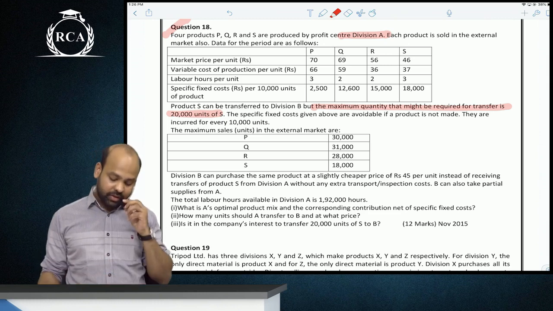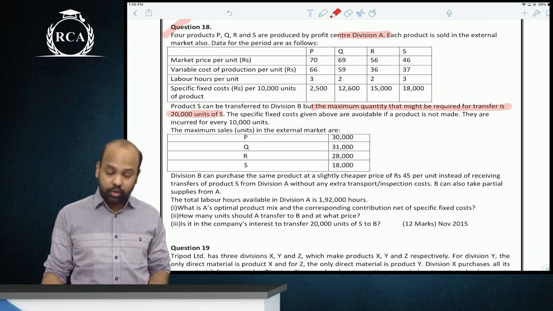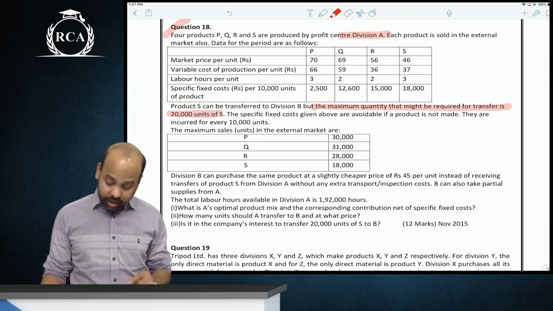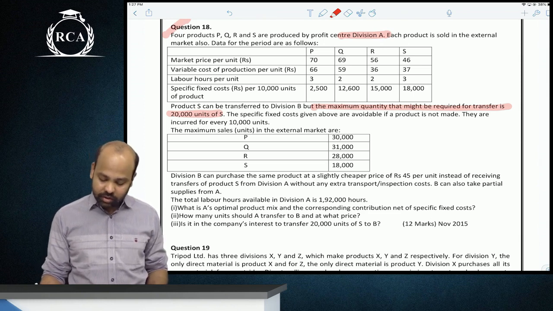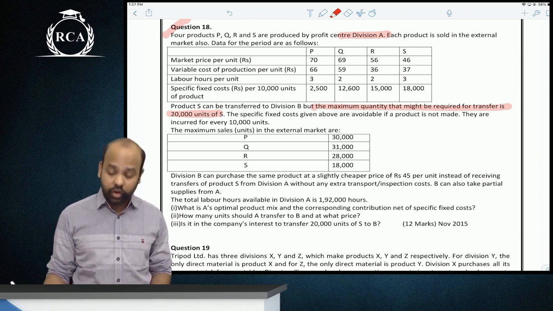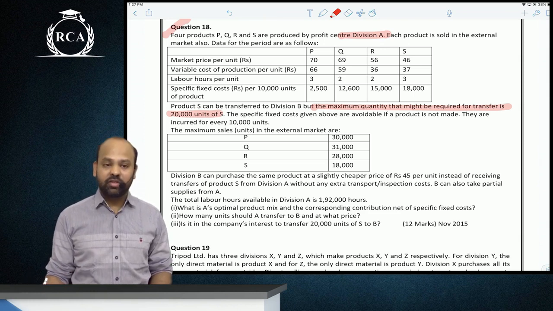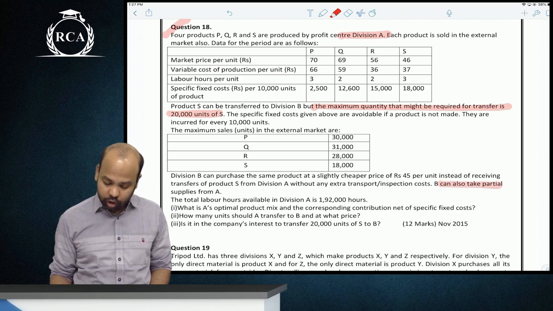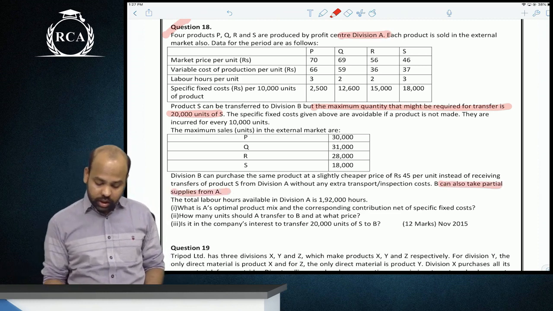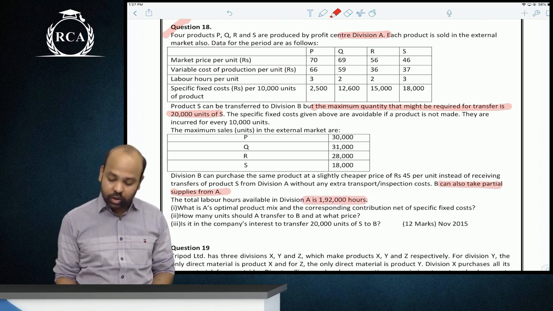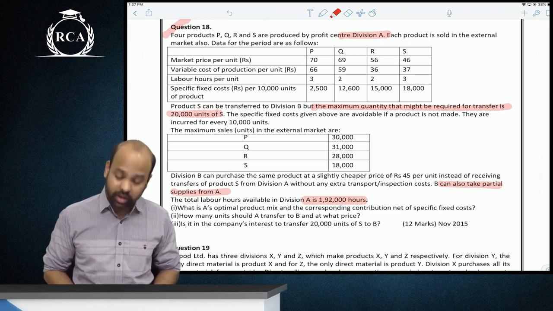Division B can purchase the same product at a slightly cheaper price of 45 rupees per unit. Product S, beta, division B can purchase at 45 rupees instead of receiving transfers of product S from division A, without any extra transport or inspection cost. B can also take partial supplies from A. So yes, beta, you have an option of supplying it partially. Even this, beta, we assume anyway. The total labor hours are limited to 1,92,000 hours.